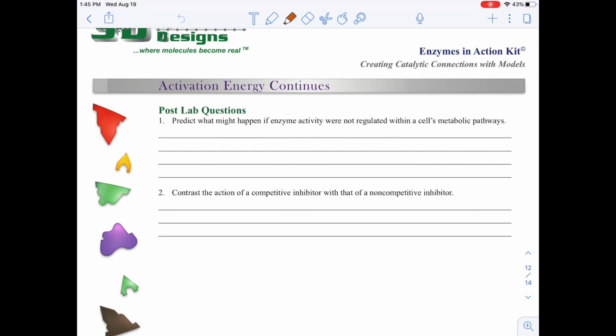Post-lab questions. Number 1, predict what might happen if enzyme activity were not regulated within a cell's metabolic pathways. So if it wasn't regulated, what would happen? Number 2, contrast the action of a competitive inhibitor with that of a non-competitive inhibitor. Remember, that was my purple and my blue. So what does purple do? What does my competitive inhibitor do? And how does that block a reaction? And how does my blue non-competitive inhibitor block a reaction?